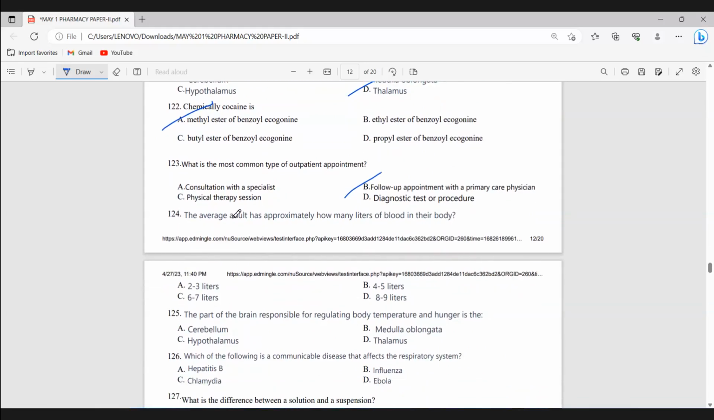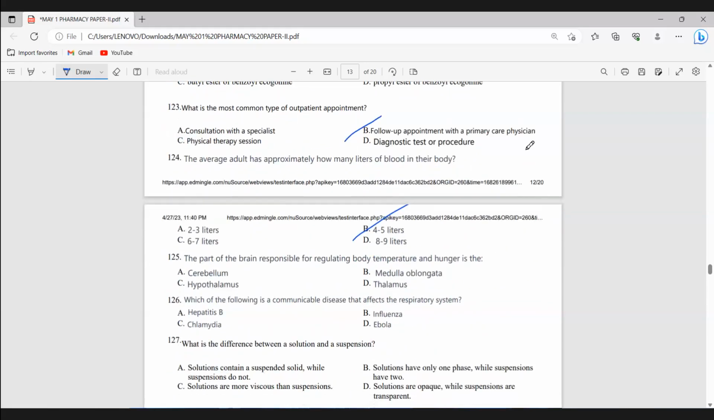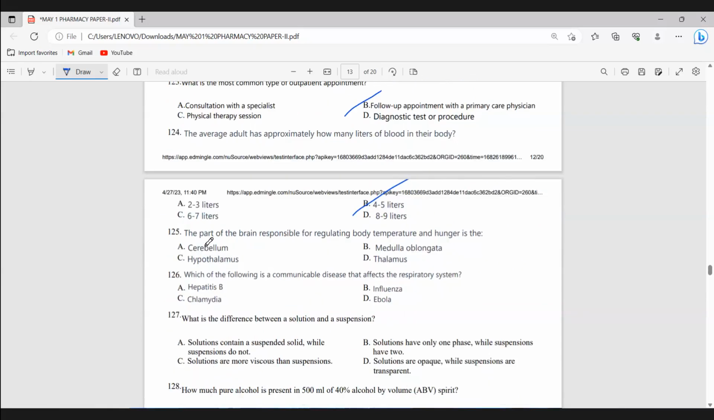Then 124, the average adult has approximately how many liters of blood? Adult, how many liters of blood? It's 4 to 5 liters. Can you hear my voice? Then 125, the part of brain responsible for regulating body temperature and hunger. Responsible for maintaining body temperature and hunger is the hypothalamus.